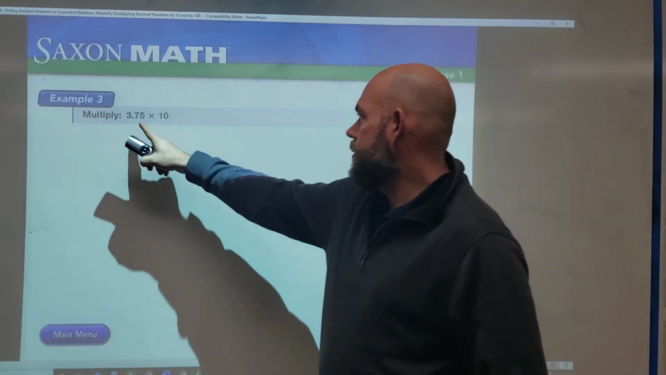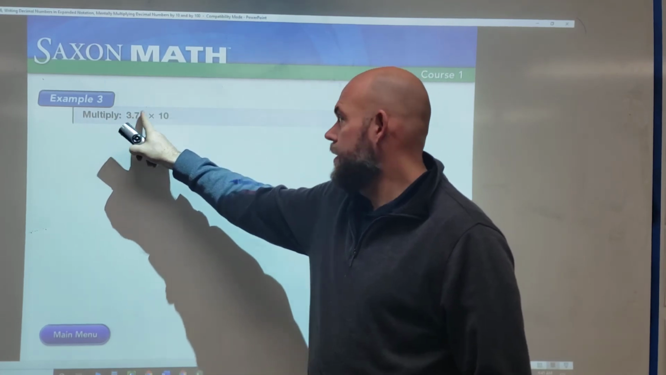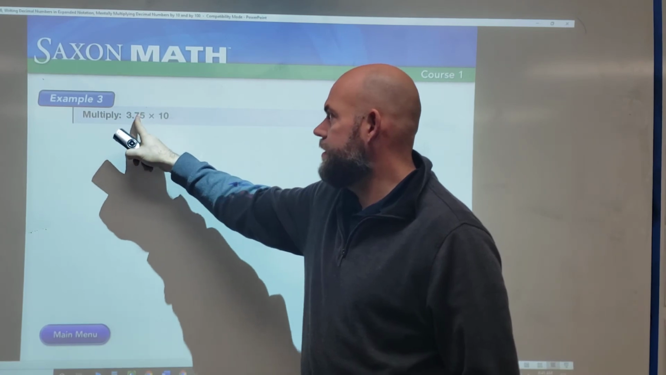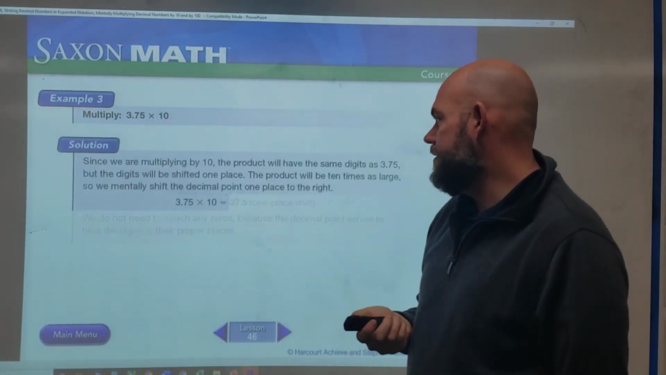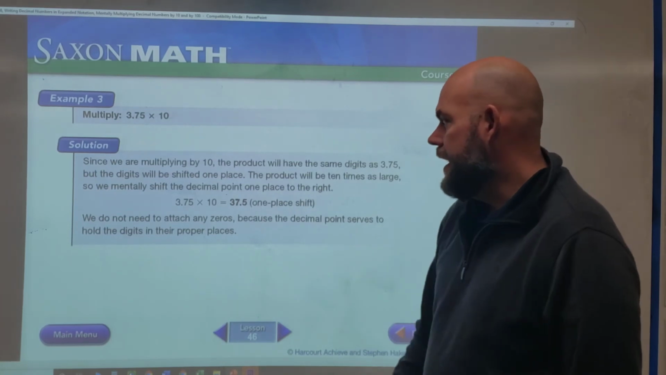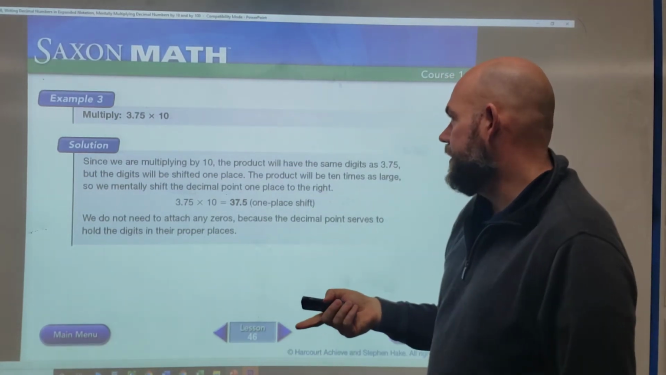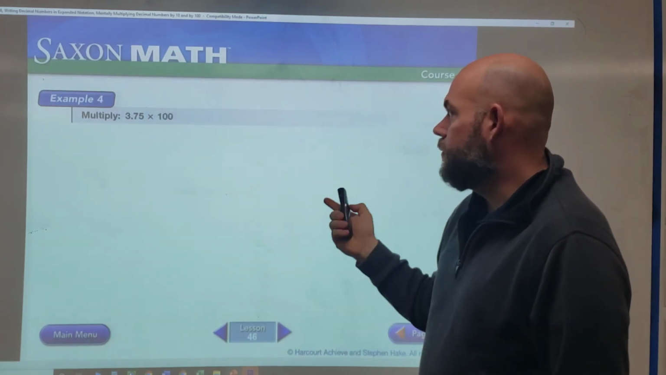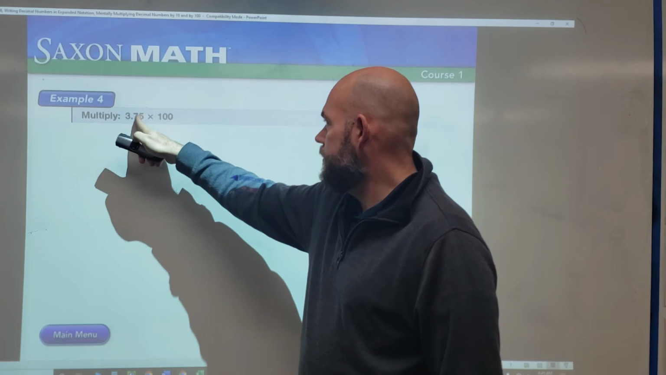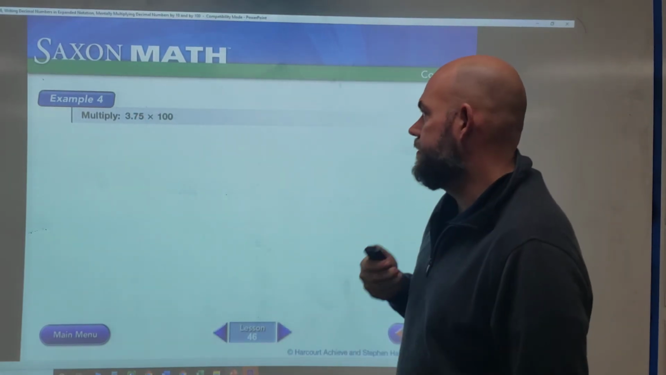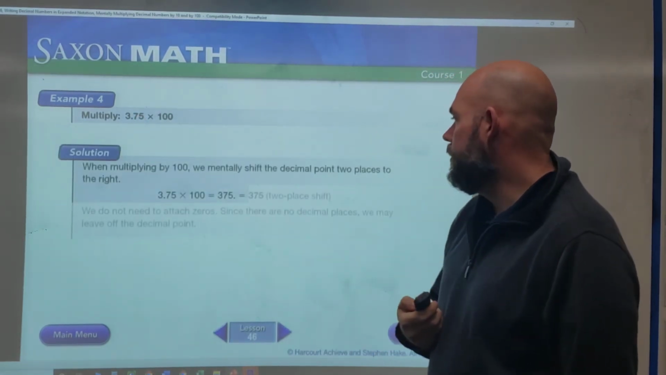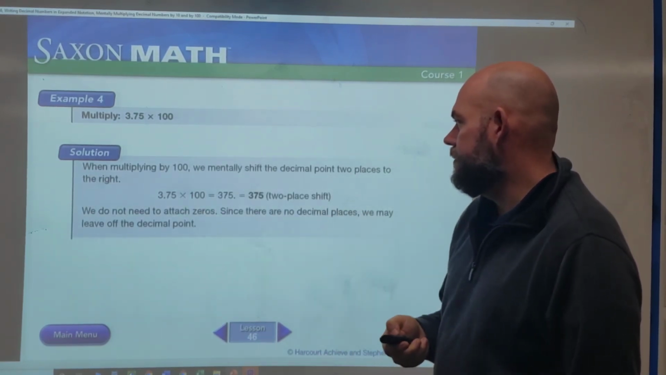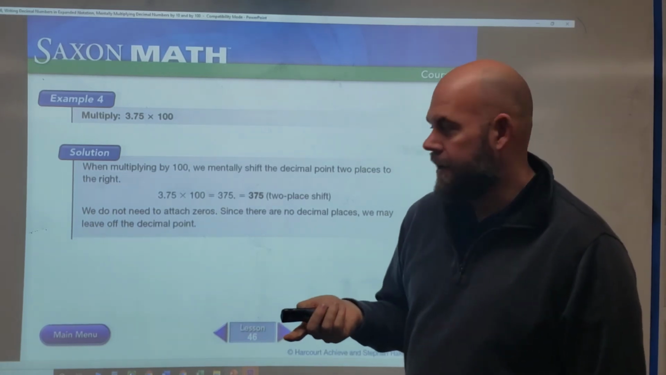All right. So multiply 3.75 by 10. We're just going to move the digits one place to the left or the decimal one place to the right. We're going to just shift there to 37.5. So it's a pretty easy thing to do. It's just a one place shift. And we don't have to add any zeros in this case because we've already got digits in those placeholders. If we do it by 2 decimal places, 1, 2, now it's going to be 375. So this is a 2 place shift. And again, since there are no decimal places, we can leave off the decimal point. We don't need it there.